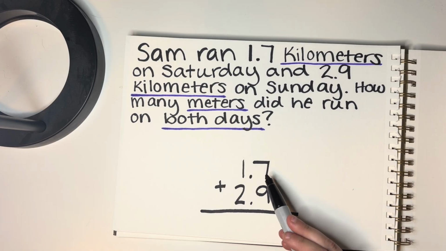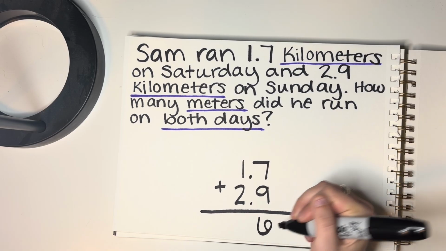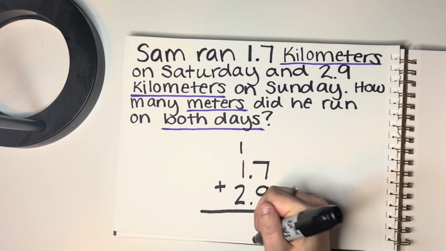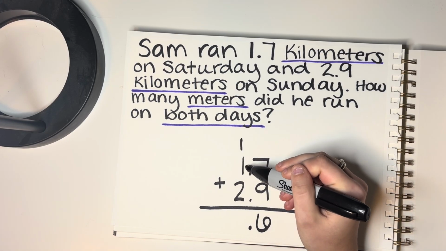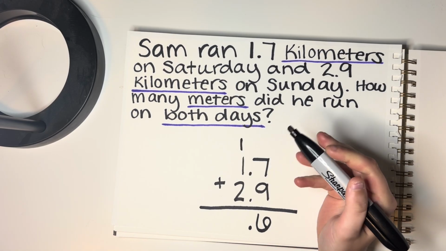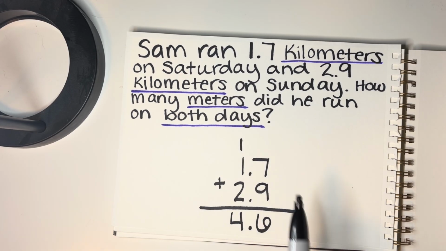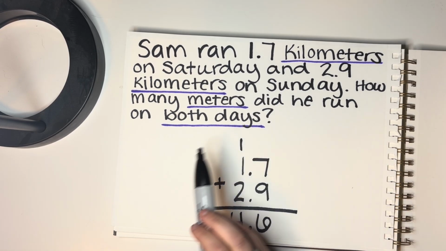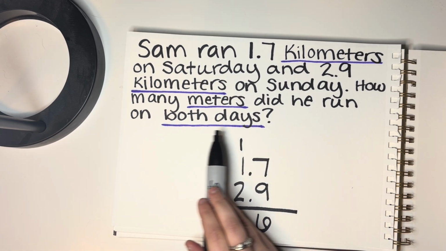So I am adding 1 7/10 and 2 9/10. 7 plus 9 is 16. I will put my 6 here, and I will carry my 1, and I'm going to drop my decimal point. 1 plus 1 is 2, plus another 2 is 4. So I have 4 6/10 kilometers all together. That is how far Sam ran combined both days.